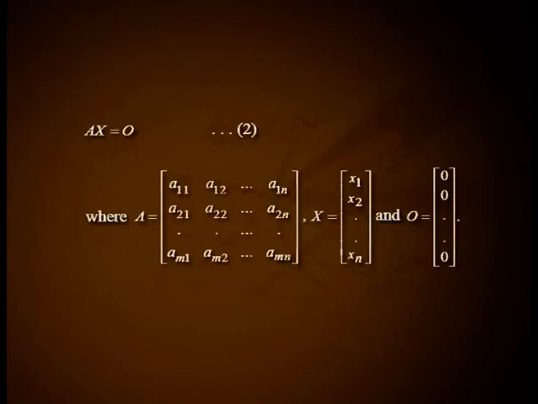Equation number 2, where A is equal to matrix a11, a12, etc. a1n, a21, a22, etc. a2n, etc. am1, am2, etc. amn. X is equal to matrix x1, x2, etc. xn, and 0 is equal to matrix 0, 0, etc. 0. A solution of the system 1 is any set of values of x1, x2, etc. xn which satisfies simultaneously the m equations. Equivalently, any column matrix x that satisfies the matrix equation 2 is a solution of the system.